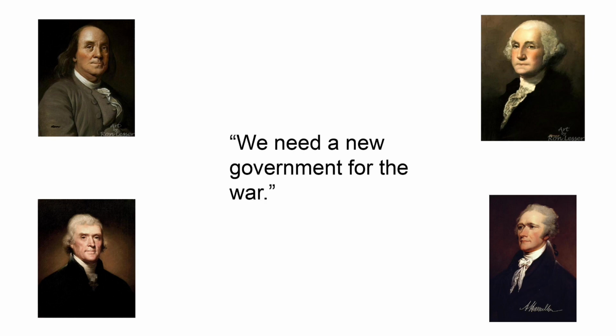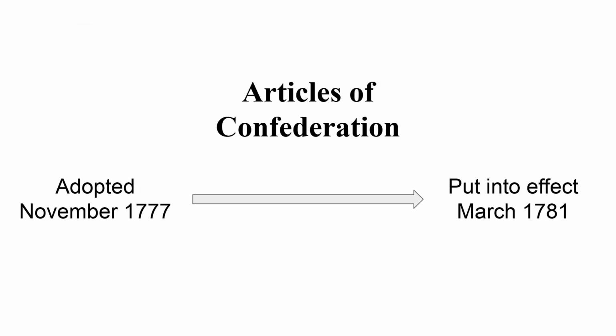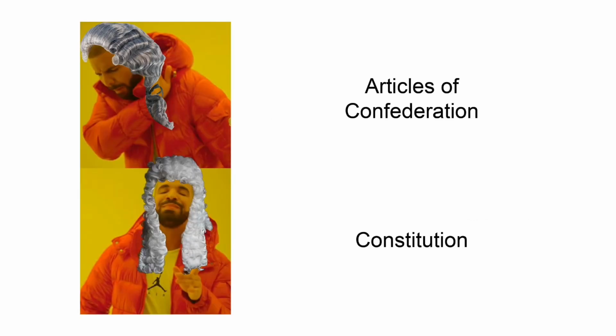Right away, the new country realized that it needed to set up a national government. This was necessary because the Revolutionary War was in full swing already, and there needed to be a centralized body to manage the war effort. Congress immediately began working towards the creation of a set of documents that would govern the new nation. On November 15, 1777, Congress officially adopted the Articles of Confederation, and they were put into effect on March 1, 1781. But just 8 years later, in 1789, the Articles of Confederation were discontinued and replaced by the Constitution.